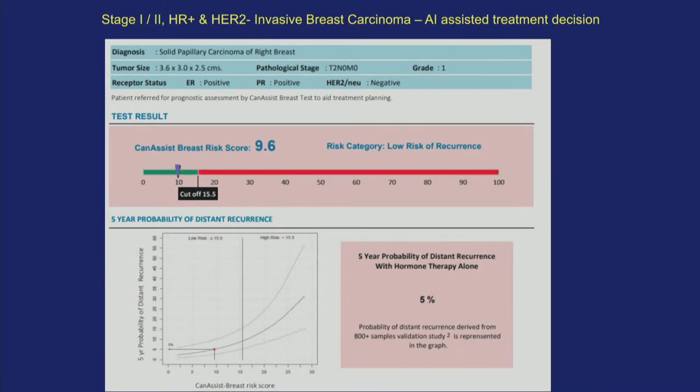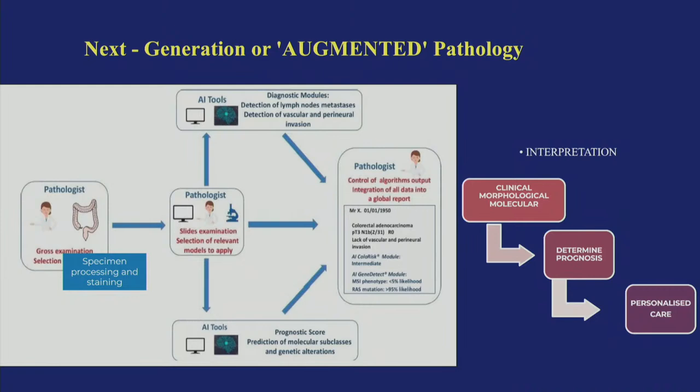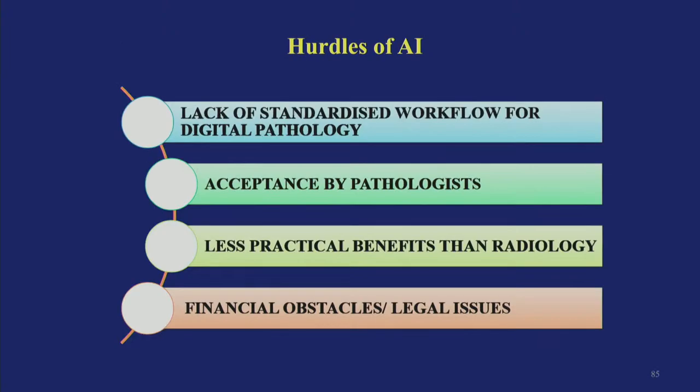And further, AI has been evaluated in stage 1 and 2 HER2-negative, hormone receptor positive tumors. And according to this artificial scoring, if you get a score of less than 15, the patient is at low risk for recurrence, so they need not go for therapy. So currently it's the next generation or an augmented pathology report, wherein in addition to the pathologist report, we also use AI and give a combined prognostic score.